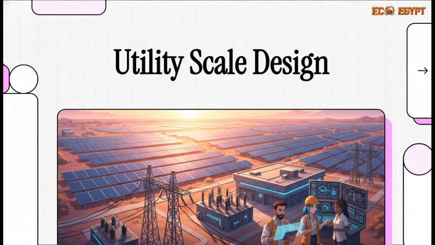Today, we are officially stepping into the big leagues. We're tackling Chapter 05 of our design journey, utility scale design. Think of this as the ultimate test, the true examiner of your engineering skills. Up until now, we've covered individual components and foundational math. But today, we combine absolutely everything into one final, massive challenge.